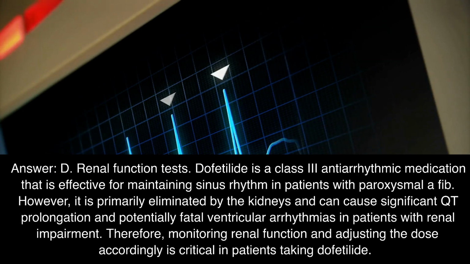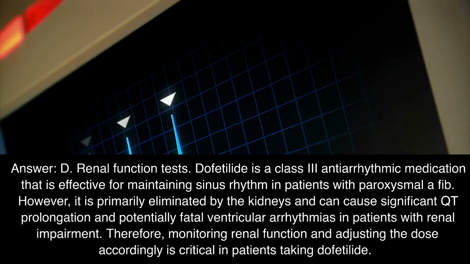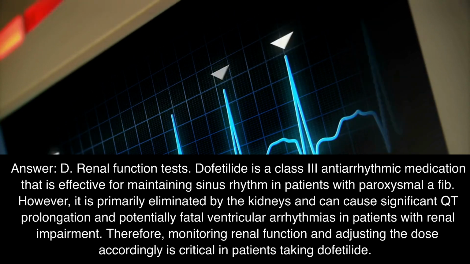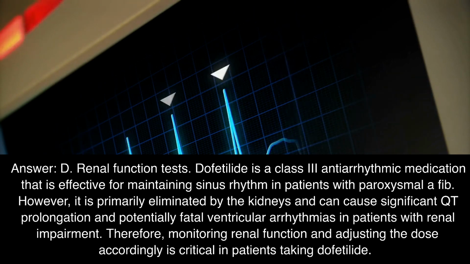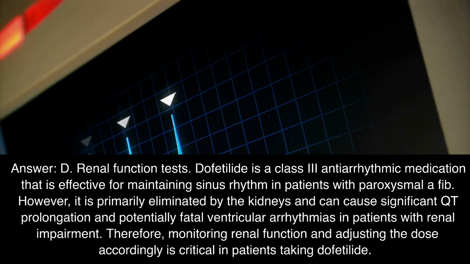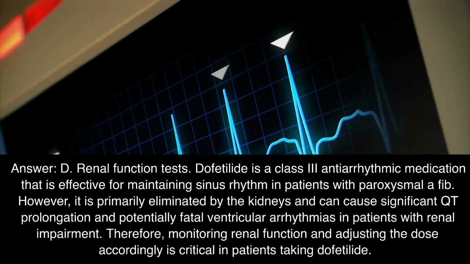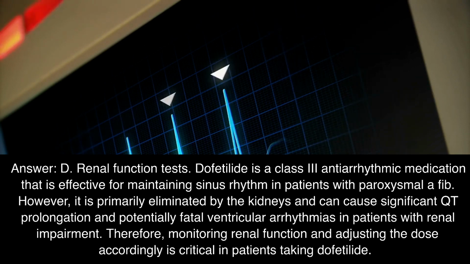Answer. D. Renal function tests. Dofetilide is a class 3 antiarrhythmic medication that is effective for maintaining sinus rhythm in patients with paroxysmal AFib. However, it is primarily eliminated by the kidneys and can cause significant QT prolongation and potentially fatal ventricular arrhythmias in patients with renal impairment. Therefore, monitoring renal function and adjusting the dose accordingly is critical in patients taking dofetilide.